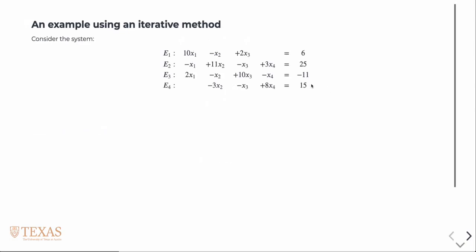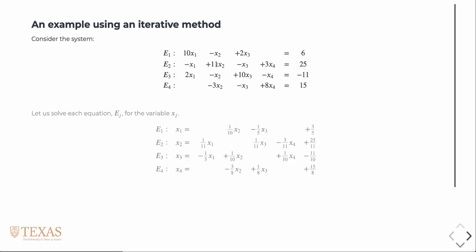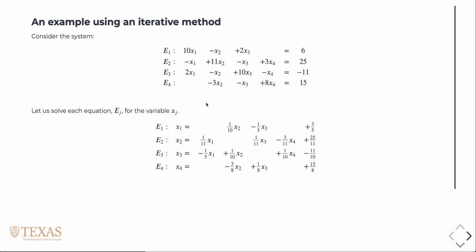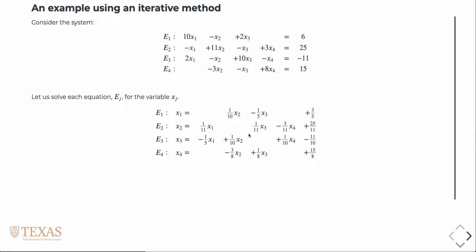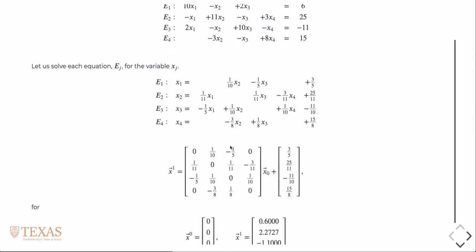Here we have 4 equations, and I've written them like this. We're going to solve each equation for its x component with the same number. So equation 1 we'll solve for x1, equation 2 we'll solve for x2, and so on. That's what we have here, and I've purposely kept the structure of the equations like this. Then we write this in matrix form.